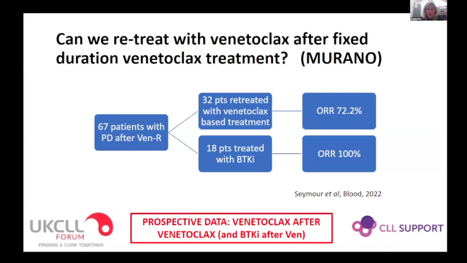So these patients who went on to have treatment with a BTK inhibitor after progressive disease with venetoclax rituximab had not had prior exposure to a BTK inhibitor and had a 100% response rate when they were subsequently treated with BTK inhibitor.